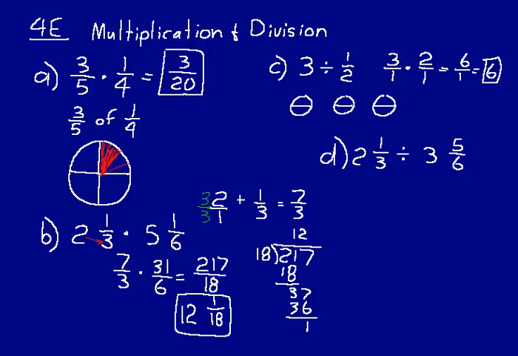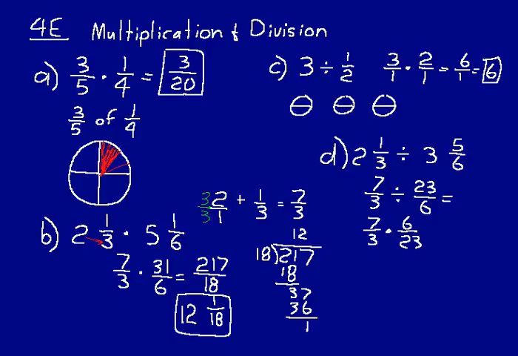And so let's first, just like in multiplication, change these to improper fractions. And so we'll say 2 times 3 is 6 plus 1 is 7/3. And then divided by 3 times 6 is 18 plus 5 is 23 over 6. 7/3. Now we do our invert and multiplication times 6 over 23.